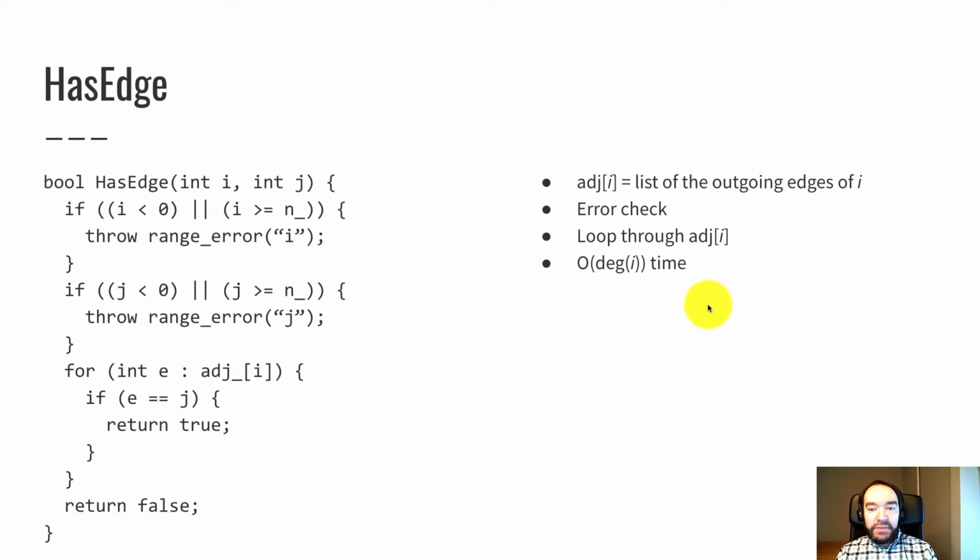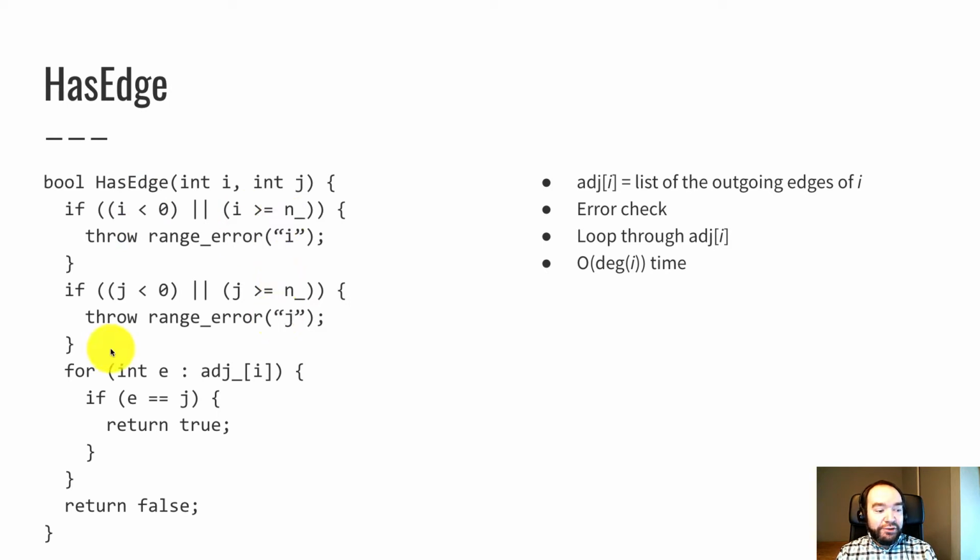hasEdge follows this definition directly. Remember, the invariant is that adj of i is the list of the outgoing edges of i. So to determine if there's an edge from i to j, what we can do is look up adj of i and see if j is anywhere in that list. And if it is, the answer is true. And if j is not in that list, then the answer is false. So we've got error checks on the indices. We check i and j to be valid indexes, throw an exception if they're not, pretty standard stuff.